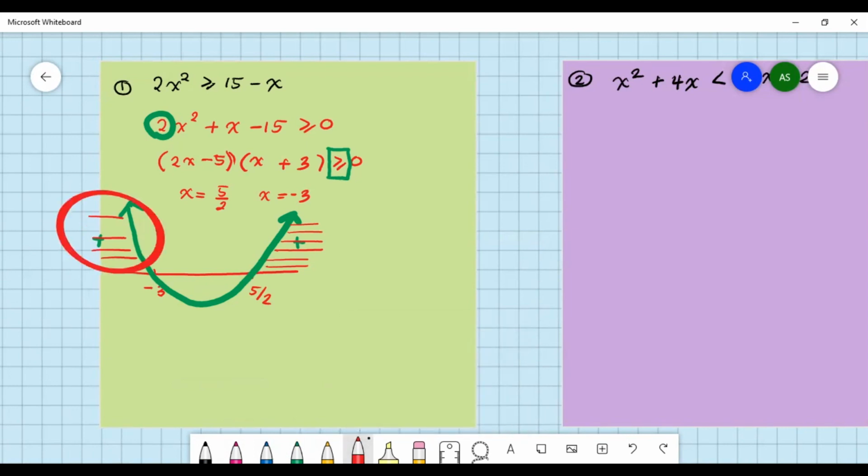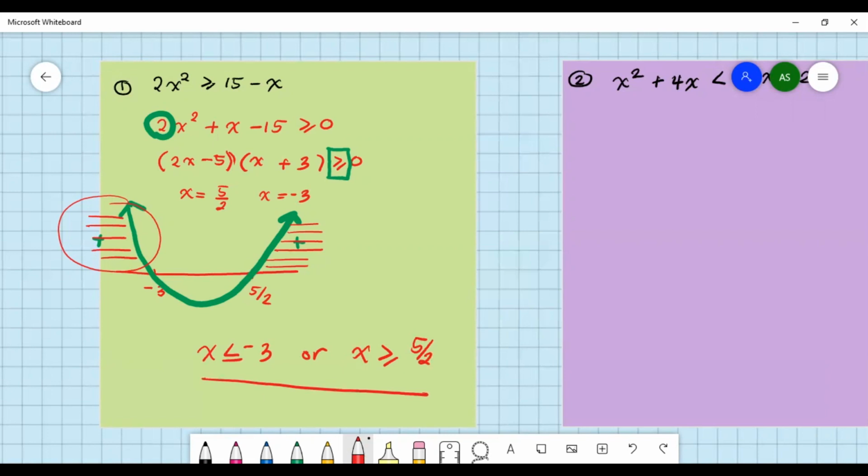This means x is less than or equal to -3, because of the equal sign here, right? Or the other one is x greater than or equal to 5 over 2. So this will be the solution to your inequality.